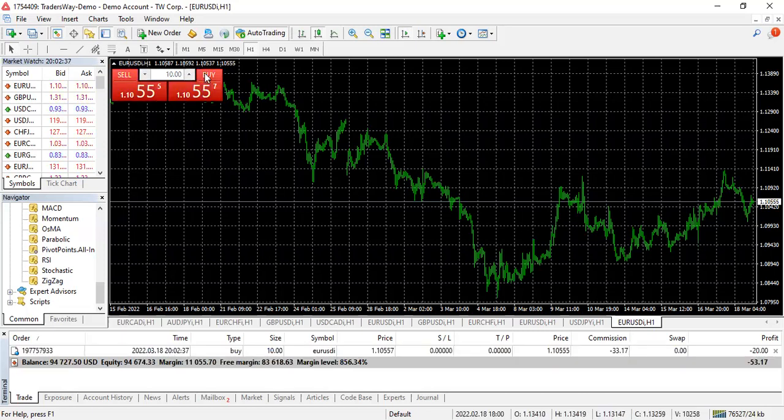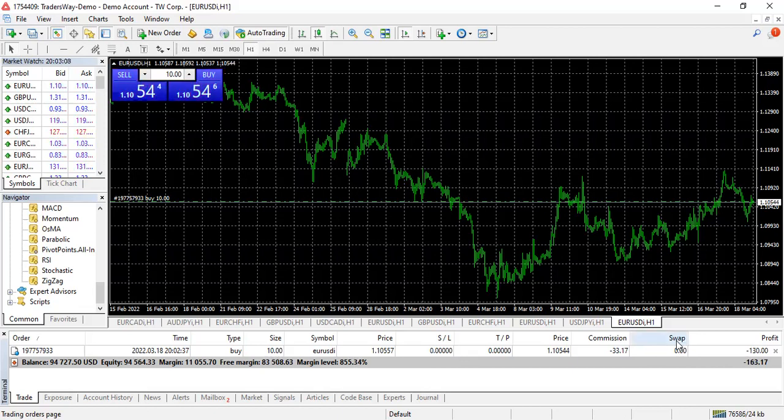When I open a new position now, we have what we call swap. This is profit. Currently I have minus 3.17 profits. Whether your account is in profit, negative or positive, it is going to appear here. Either you are on profit or loss, it is going to appear under profit.